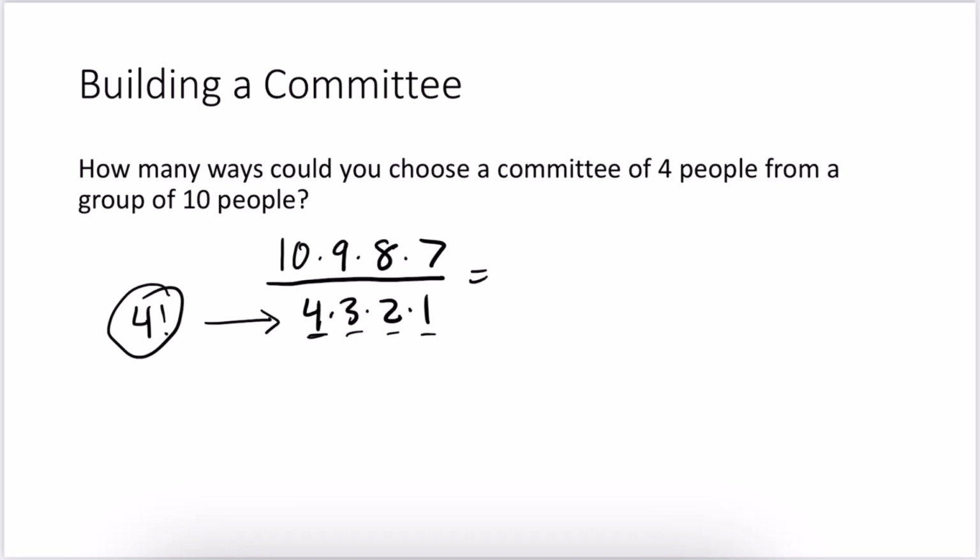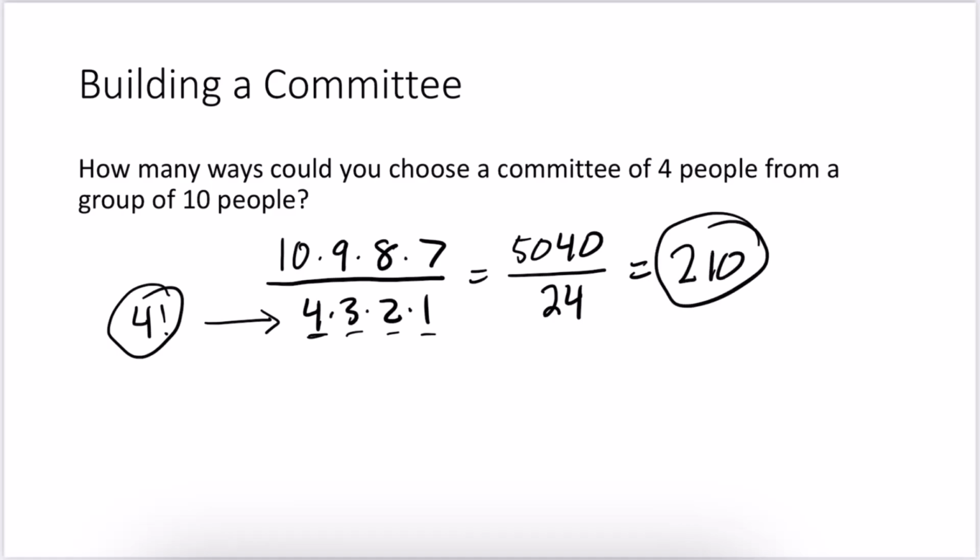So to calculate out the number of ways that I could choose a committee of 4 people, I would do 10 times 9 times 8 times 7, which gives me the number 5,040. And then I divide that by 4 times 3 times 2 times 1, which is 24. And 5,040 divided by 24 is 210. And so there's 210 ways that you could choose a committee of 4 people from a group of 10 people. And that's how you calculate combinations.